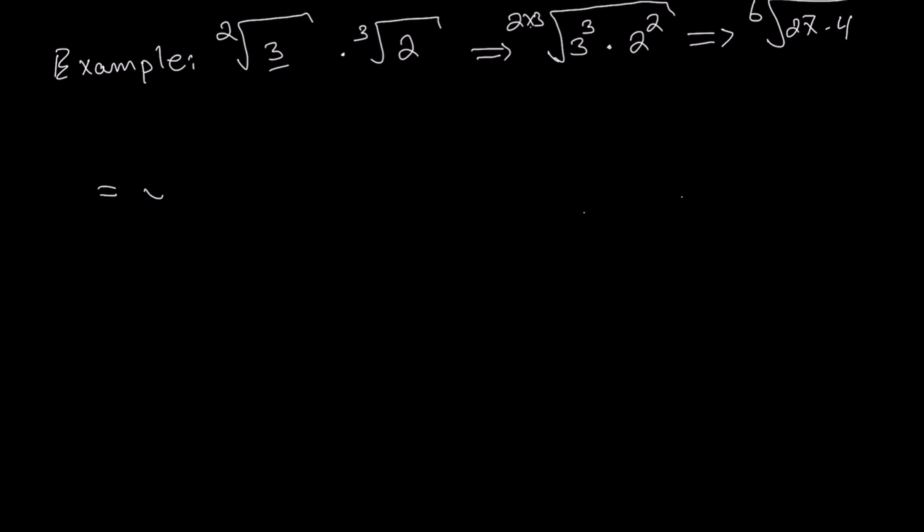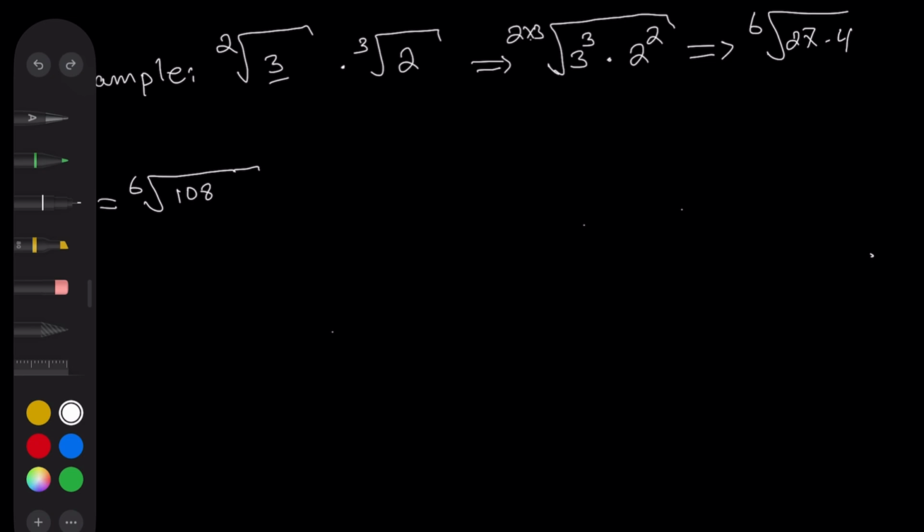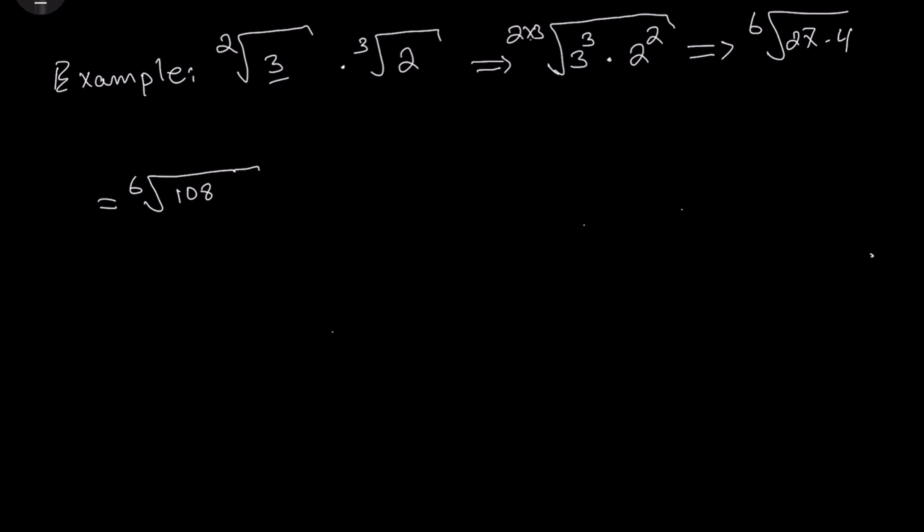If you simplify that, 4 times 7 is what? 28. Correct. 2 is carried. 4 times 2 is 8. 8 and 2 will be 10. This is the answer for the square root of 3 multiplied by the cube root of 2. If you multiply them together, this will give this answer.